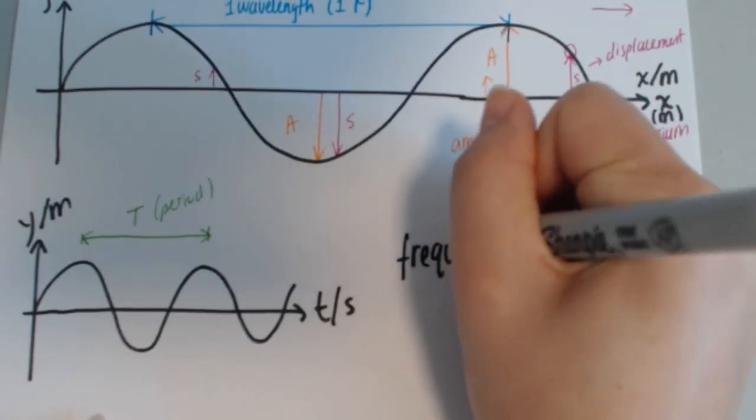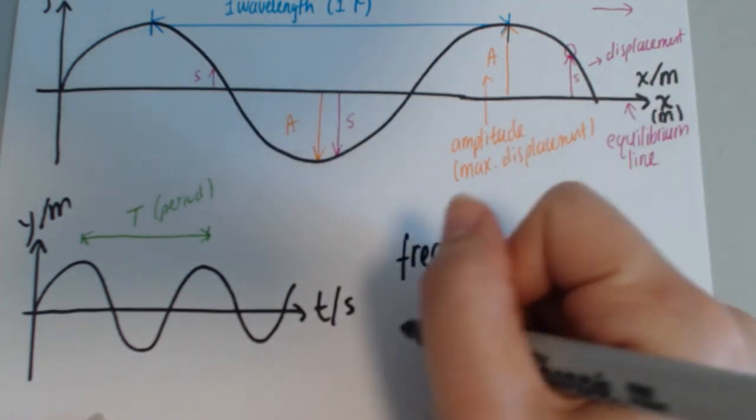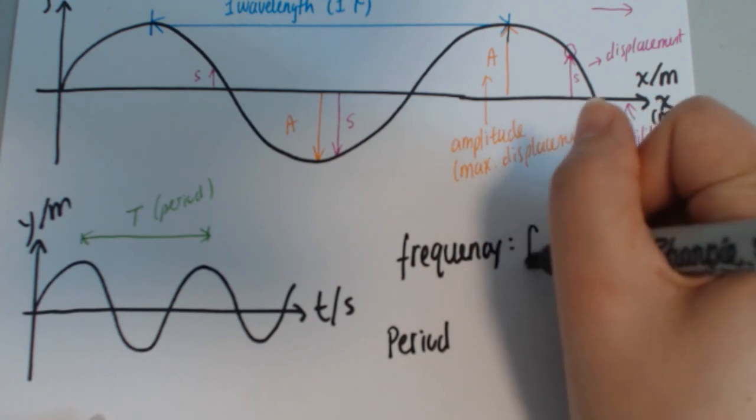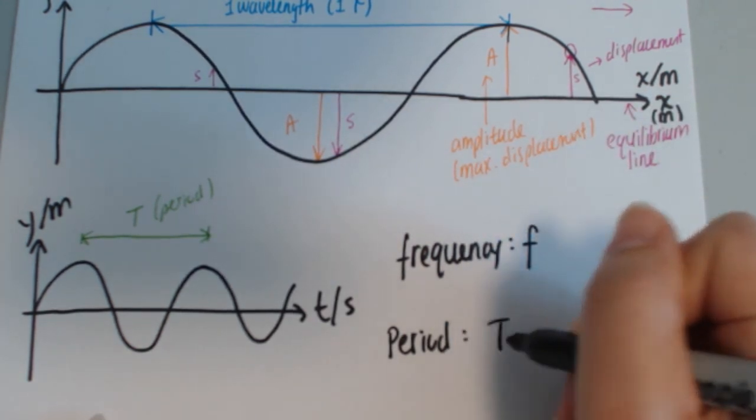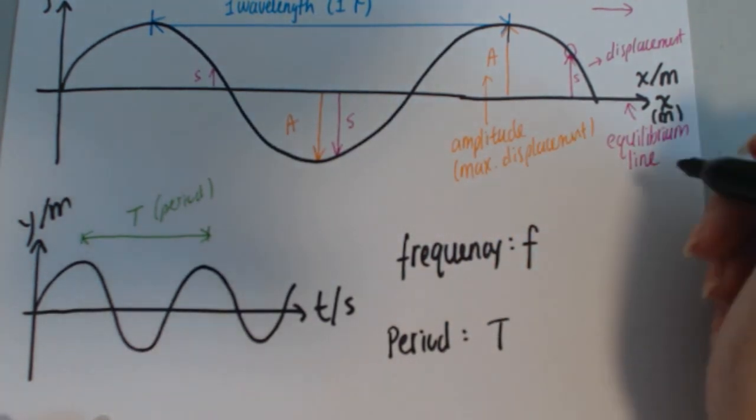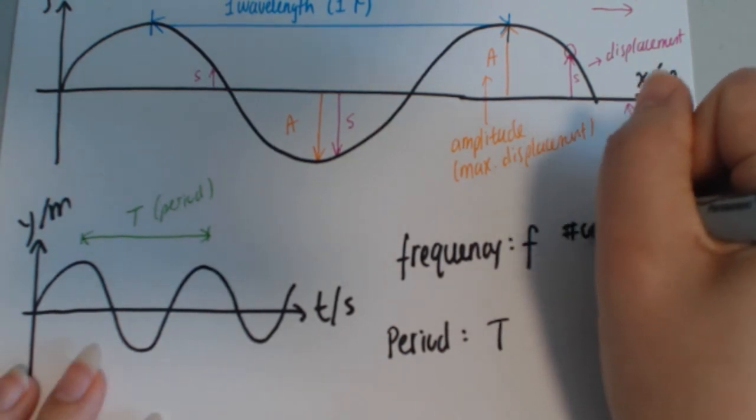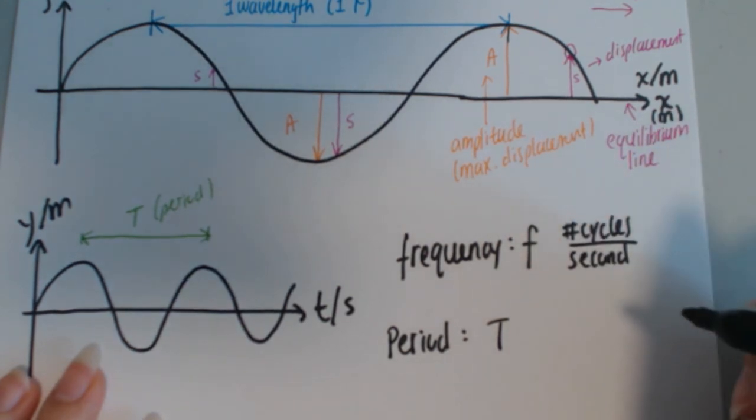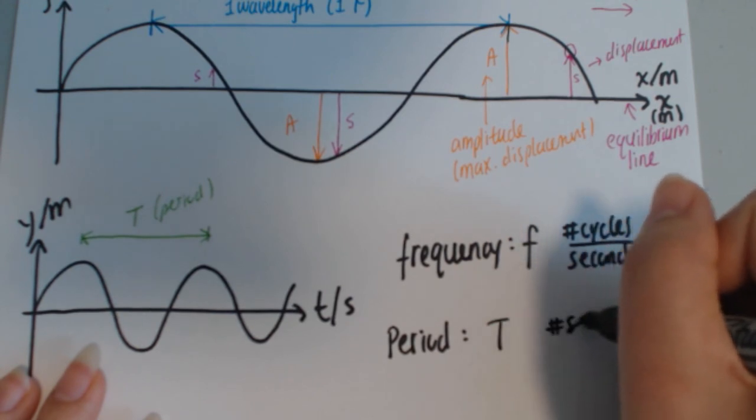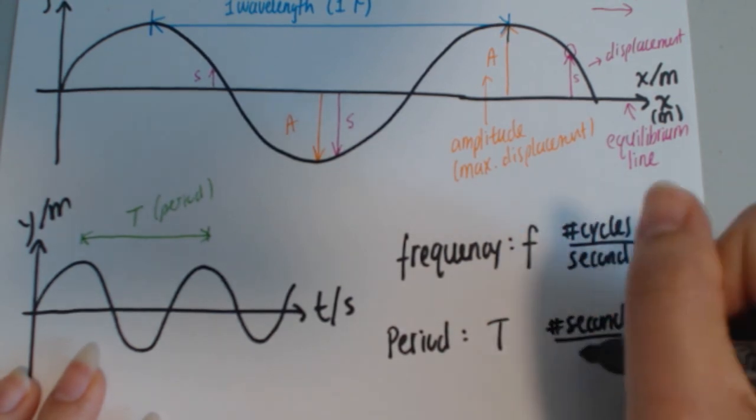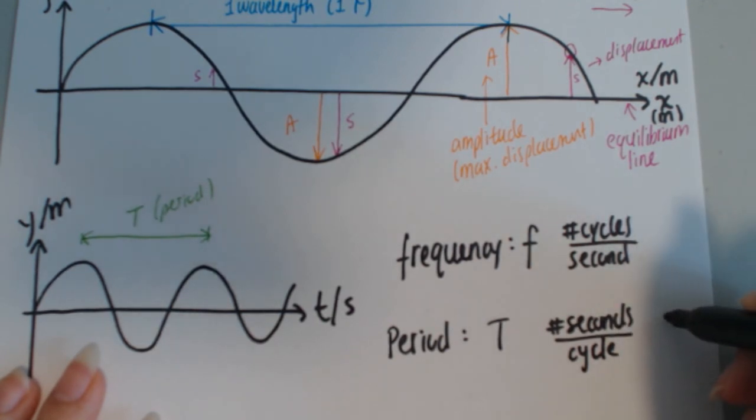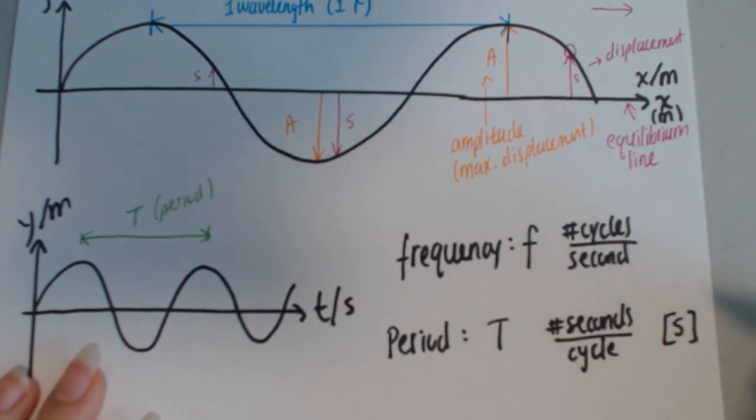There is a really handy relationship between frequency and period. Frequency is represented by the letter lowercase f, period is capital T. Now, frequency is the number of cycles per second that pass a certain point. Period, on the other hand, is the number of seconds per cycle. So how long does it take for one cycle? And hence why the unit of measurement is seconds.